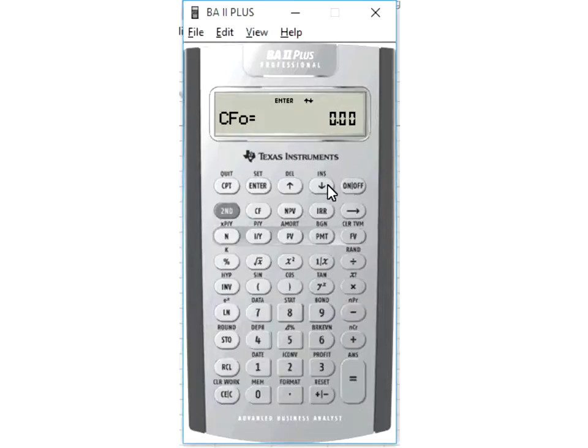Remember, at time 0, we don't have any cash flow. So you can simply click this arrow down, and it'll take you to cash flow at period 1. This is $100, so enter 100 and then press enter. You can see that the triangle points towards C01. That means that $100 has been input in the memory for C01. Now again, press the arrow button down. Now it shows for how many periods.